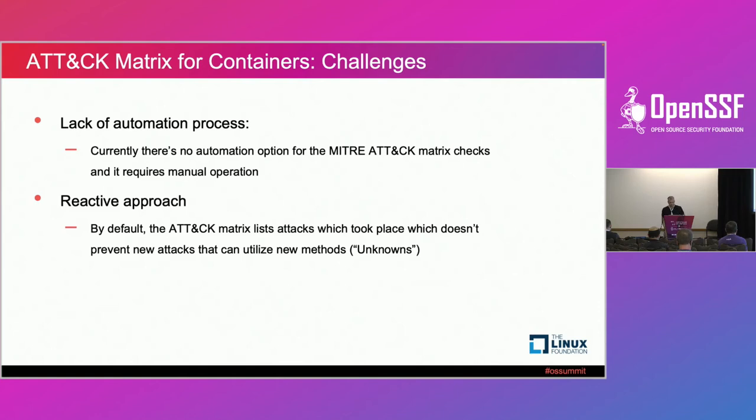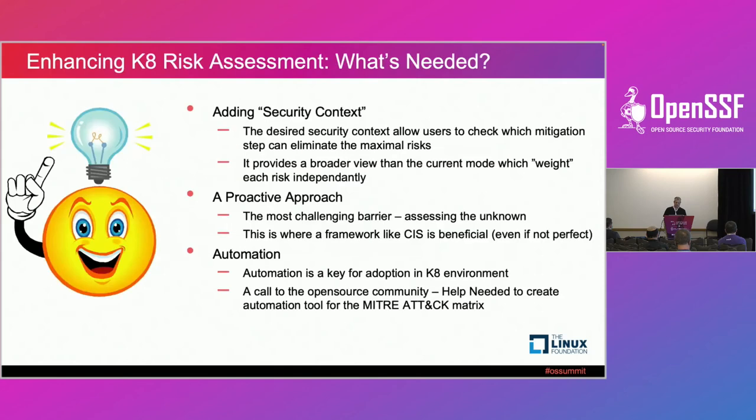Now, another challenge that I see in the attack matrix is it's a reactive approach. So it only documents and lists attacks which took place. But unfortunately, in the cyberspace, also in Kubernetes, we talk about very creative attackers. And usually, it's good to know what happened, but you also need to predict what will happen, right? And if you only look at what took place, it doesn't mean that we're going to prevent a new thing that will change or something new that can happen to our cluster. So I think that the MITRE ATT&CK provides a really in-depth approach, a very good look at it, but still it is not perfect.